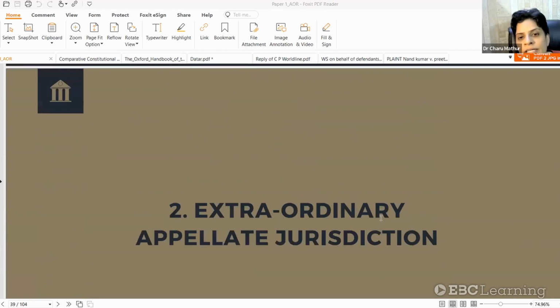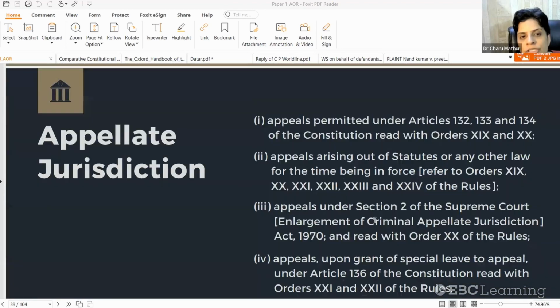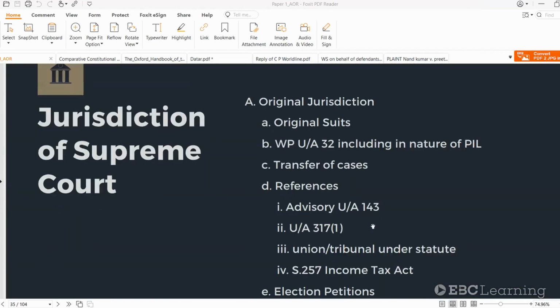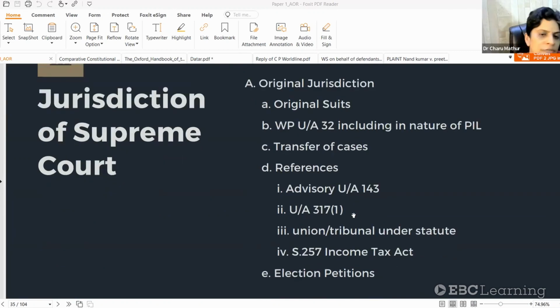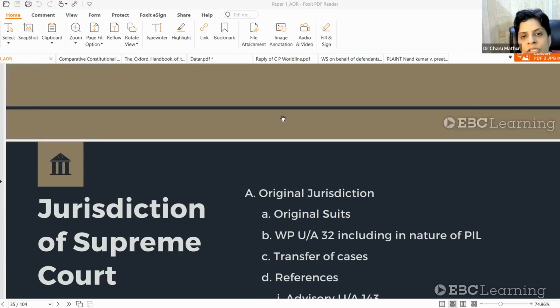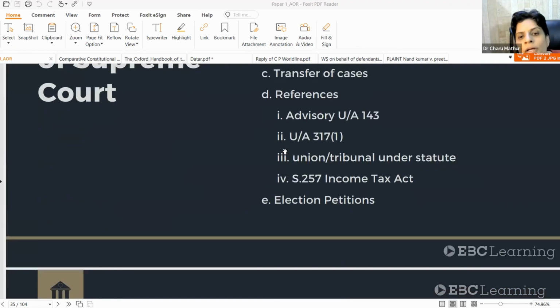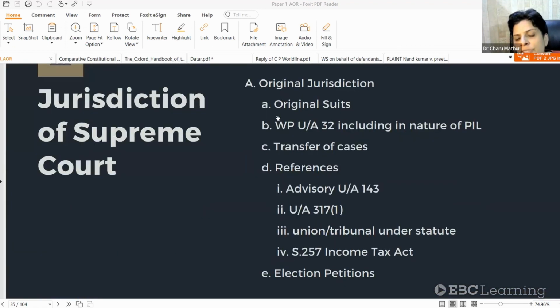We have already done extraordinary original jurisdiction, right? So under the extraordinary original jurisdiction, we have covered that it lies under Article 32 of the Constitution, which is for the enforcement of your fundamental rights. Likewise, you see it there in the PILs that we file. There also it comes. Then we look at the original jurisdiction of the Supreme Court. Now, as far as the original jurisdiction of the Supreme Court is concerned, under Article 131, we have seen the original suit.